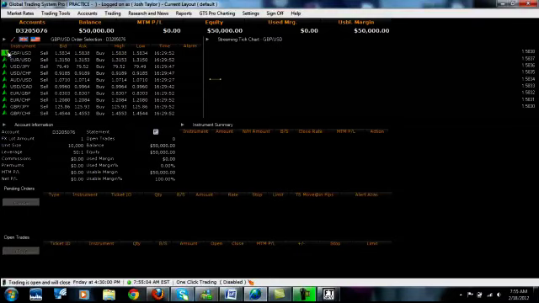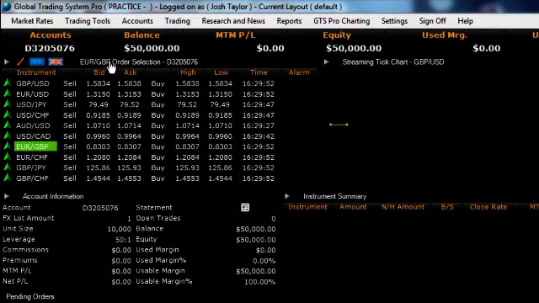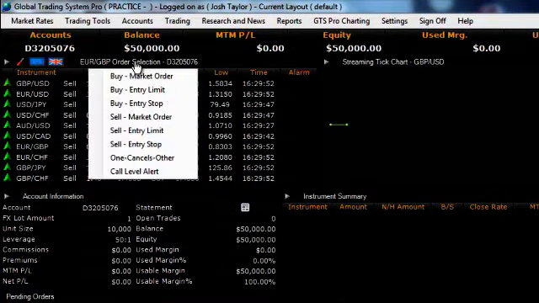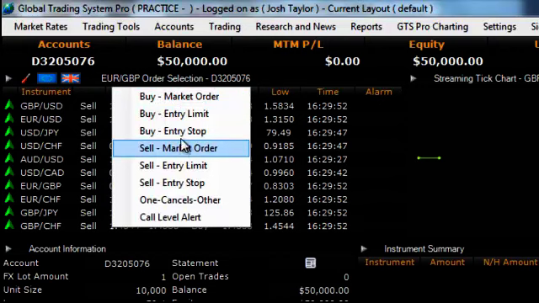Let me change the instrument here. Oops, hold on a second. All right, I'm back here. So here we have the euro pound. This is what we're talking about. You click on the euro pound, and you click on order selection. You see that you have market orders. You can buy at market or sell at market. A stop order, which is you can buy or sell at stop. And an entry limit, which is buy or sell at limit.